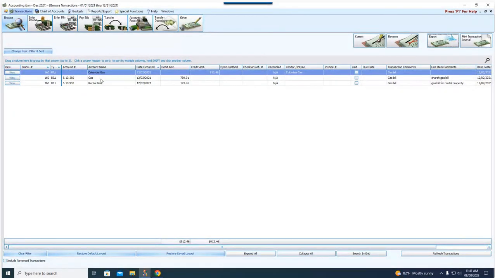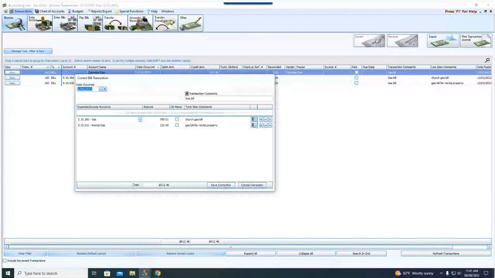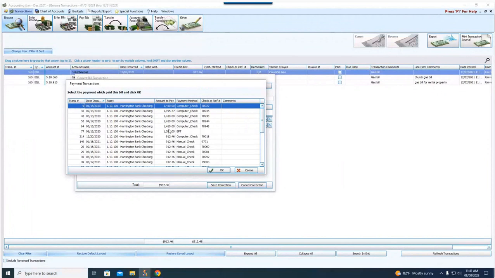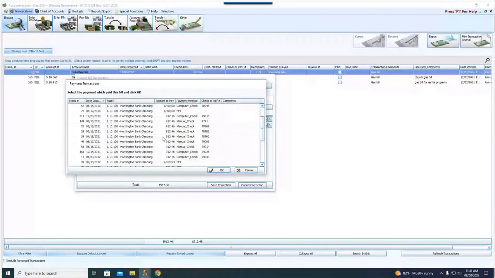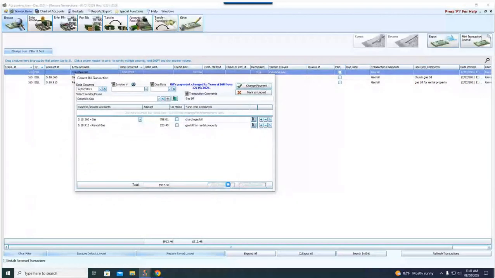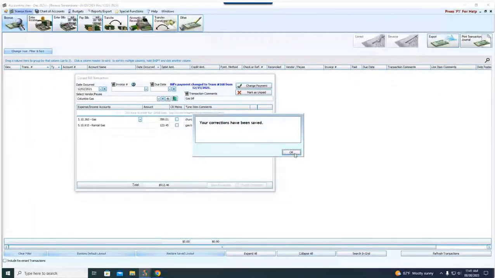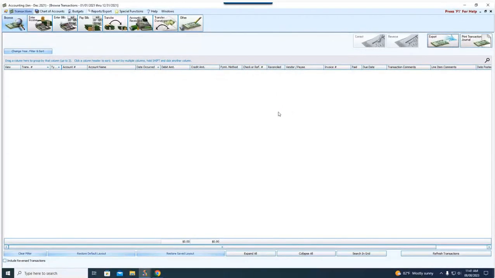So we're going to check this for the Columbia Gas bill as well for December of 2021. We're going to highlight it, correct it, click the Mark as Paid, and we're going to look in December of 2021. And sure enough, right there, we've got a payment entered for $912.46 that, again, supports that amount. Right down here, our bill is $912.46. So that I know was paid too. So we're going to highlight that payment, click OK, and save corrections. Okay? So corrections have been saved. Now our list is empty. Those bills have all been cleared out of that list.